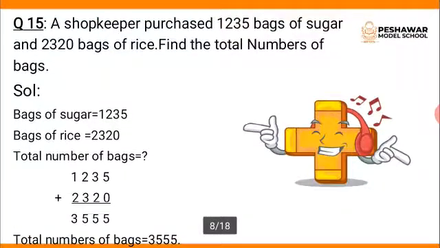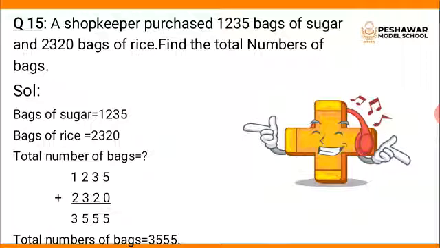So question number 15 is, a shopkeeper purchased 1235 bags of sugar and 2320 bags of rice. Find the total number of bags. So how many bags of sugar did the shopkeeper purchase? 1235. And how many bags of rice did he purchase? 2320.